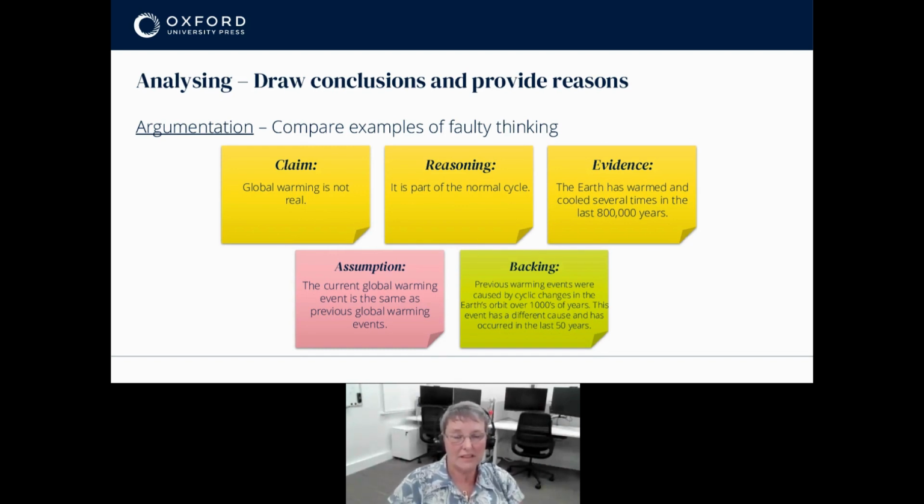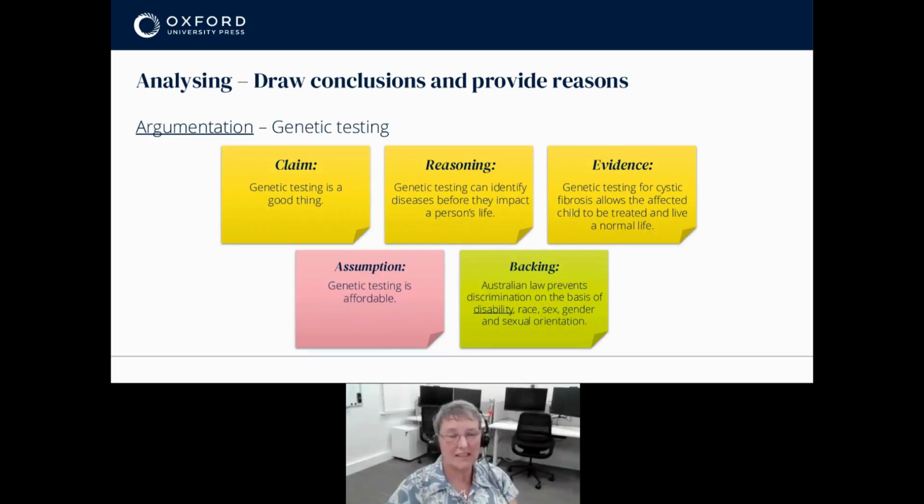So let's look at a science example now. Genetic testing is the one that I've chosen. So the claim is genetic testing is a good thing because you can test for cystic fibrosis, which means the child can be treated and live a normal life. And to link that, genetic testing can identify diseases before they impact negatively a person's life.